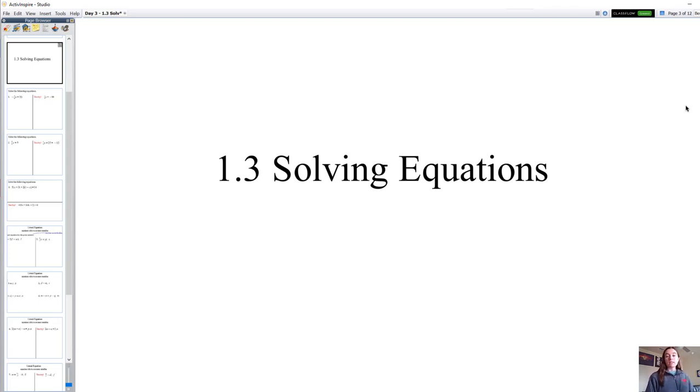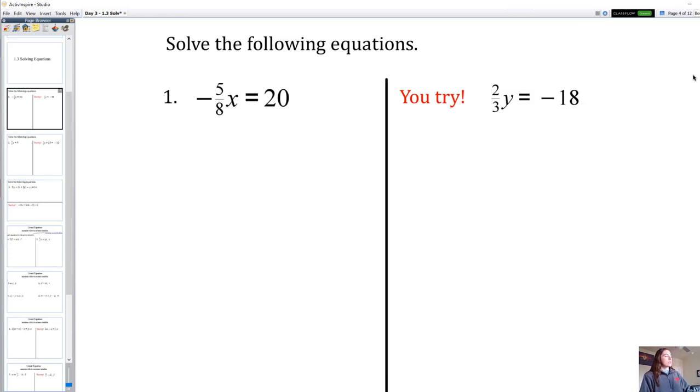Alright, y'all, today we're going to be solving equations. These equations that we're going to be solving are going to have one variable in them, and we're going to be solving for that variable. So let's get started. In this first example, we have negative 5 over 8x equal to 20. So the goal here is to get x all by itself. We don't want anything attached to it. We don't want anything on the same side of the equation as x. We want x all by itself.